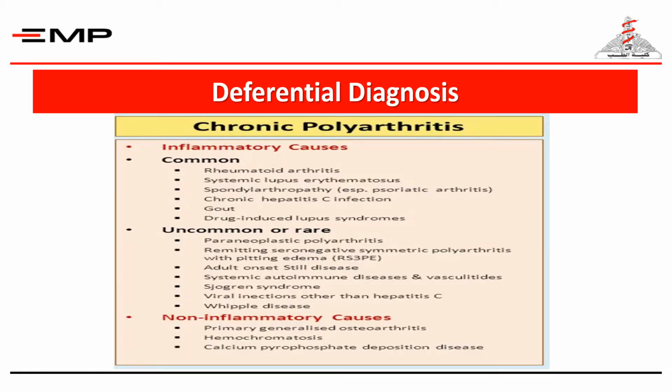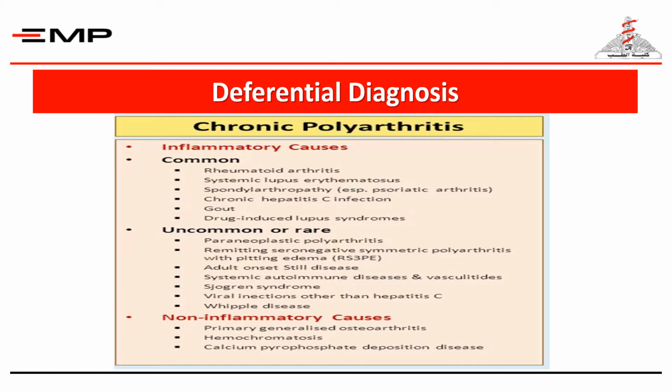Differential diagnosis, especially in a case with chronic polyarthritis. It may be inflammatory or non-inflammatory causes. The common inflammatory polyarthritis at the top of the list are: rheumatoid arthritis, systemic lupus erythematosus, spondyloarthritis, especially psoriatic arthritis, chronic hepatitis C infection-related arthritis, gouty arthritis, and drug-induced lupus syndromes.